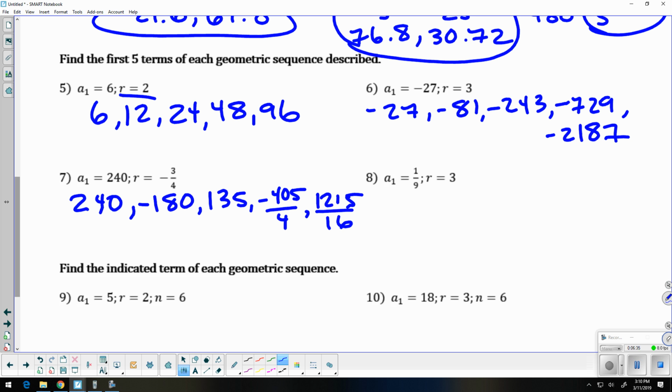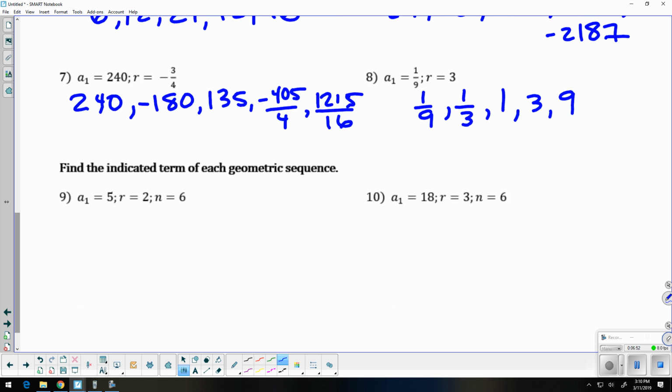And the last one, number 8, so we're starting with 1/9, and then when I multiply that by 3, the next would be 3/9, which is just 1/3. If I multiply that by 3, I get 3 over 3, that's just 1, times 3, times 3. There's the first 5 terms. Okay, we're zipping right along here.